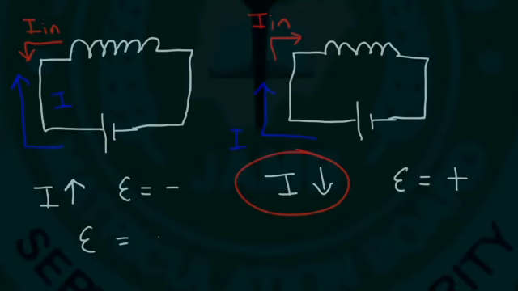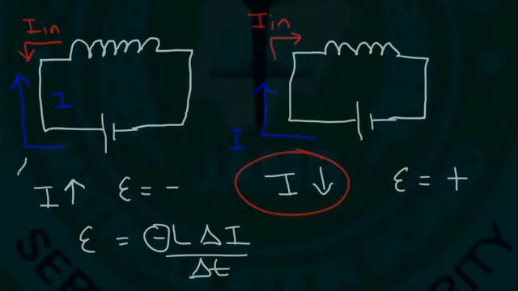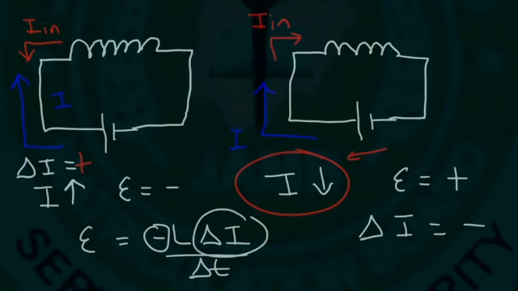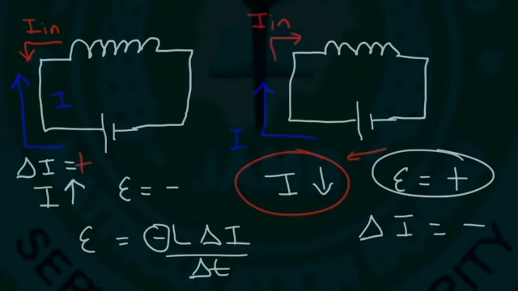The induced EMF can be calculated using this equation. It's negative L times the change in current divided by the change in time. Notice the negative sign. When the current is increasing, the change in current is positive. If delta I is positive, then the EMF will be negative, as we can see here. Now, if the current is decreasing, the change in current will be negative. So delta I is negative, plus the negative sign on the outside, so the EMF will be positive.